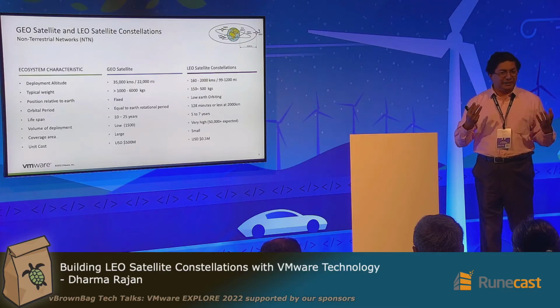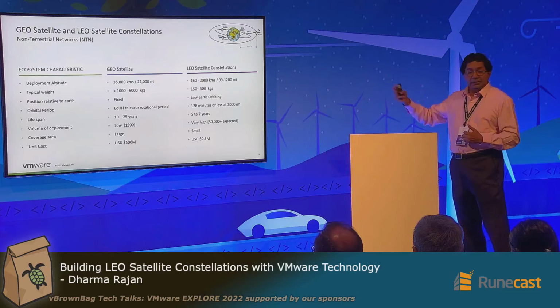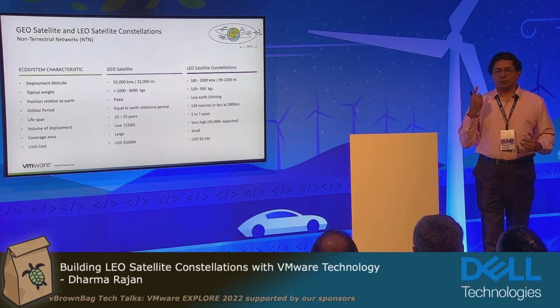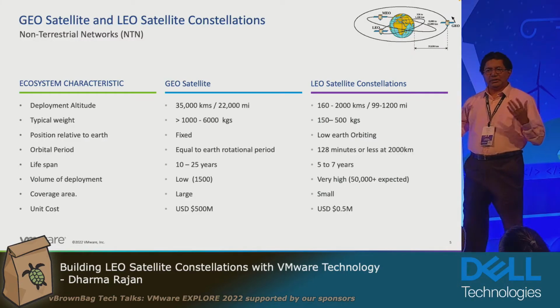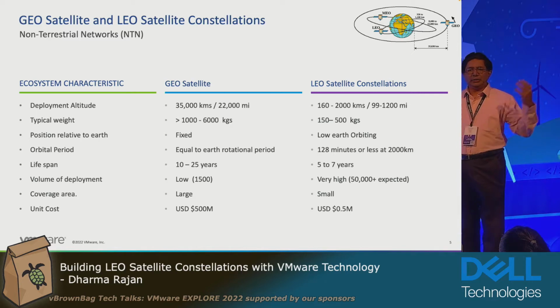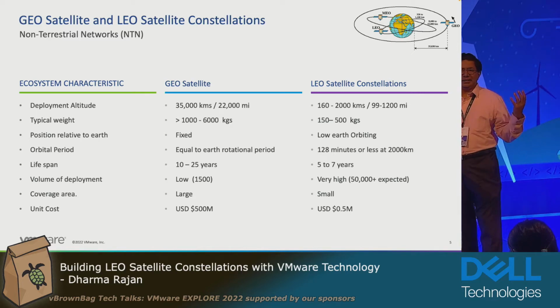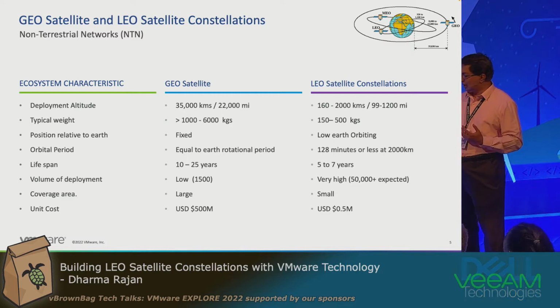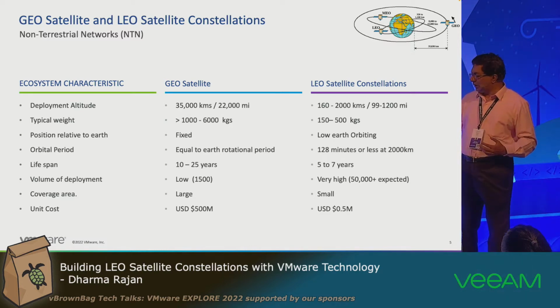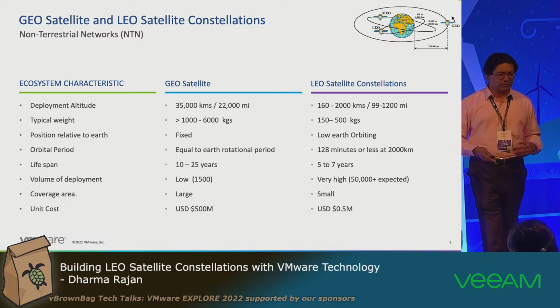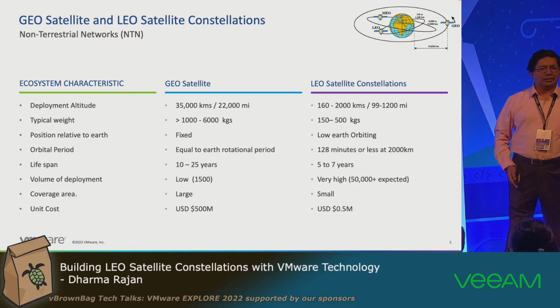So how do you maintain that gravitational force? Then they almost rotate the Earth every 2 hours once. So how do you make this? So you cannot have a single satellite. You have to have a constellation of satellites. That's where the term LEO constellation comes in. And these are pretty small satellites. The cost is also less. So these are some ecosystem characteristics.